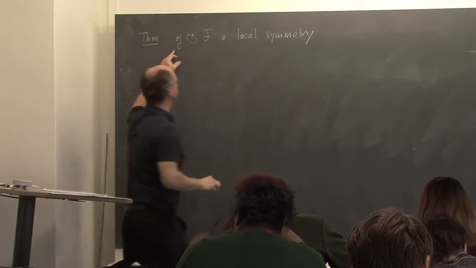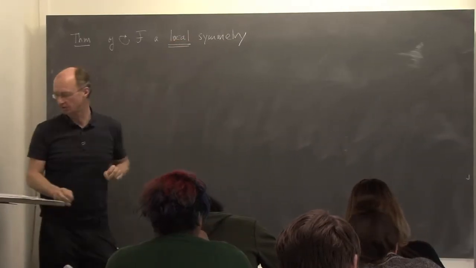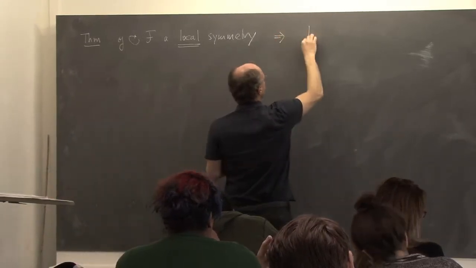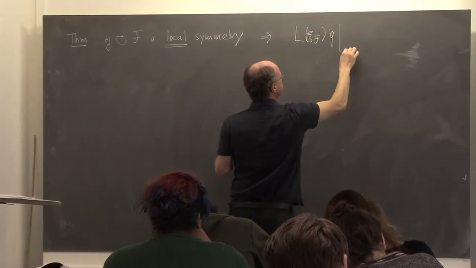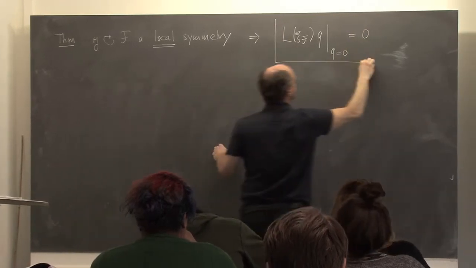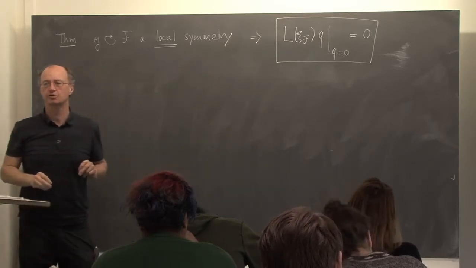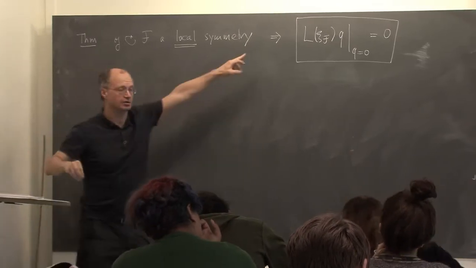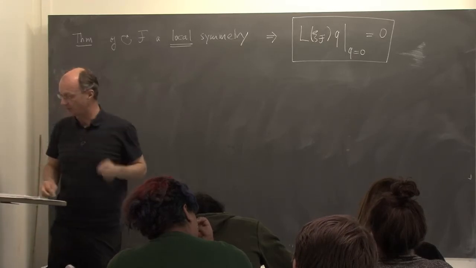It was saying that suppose we have a local symmetry of our field theory. Let me add "local" because that's what was missing last time. Then the EL equations are preserved by the symmetry. So if Q is 0, then the vector field is tangent to the surface of EL.